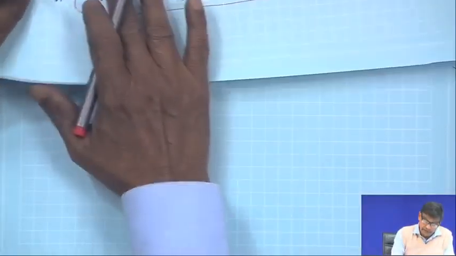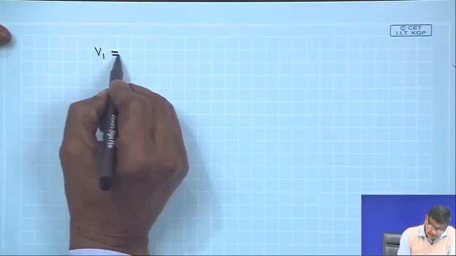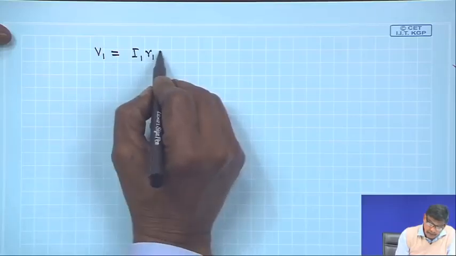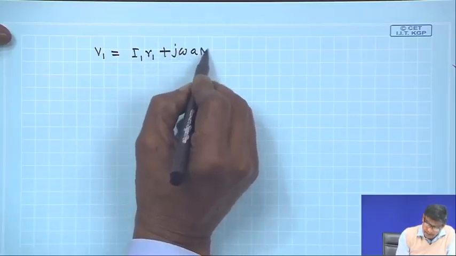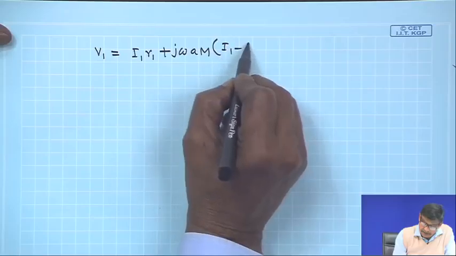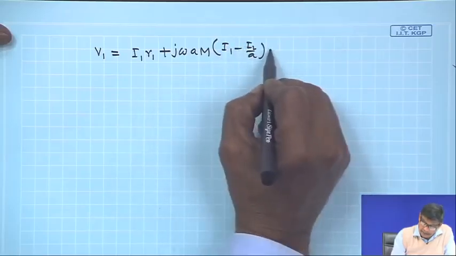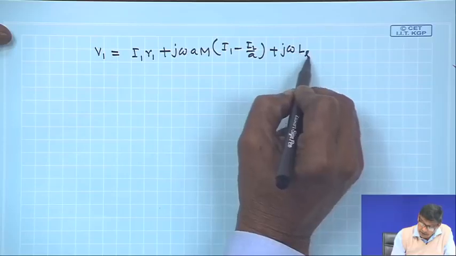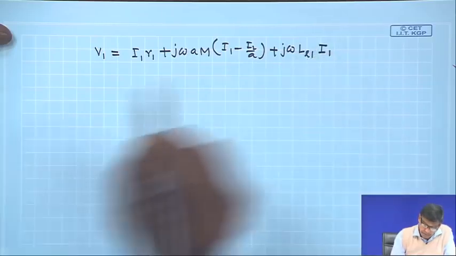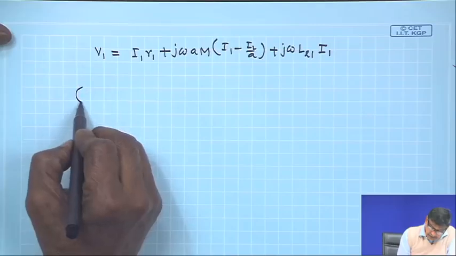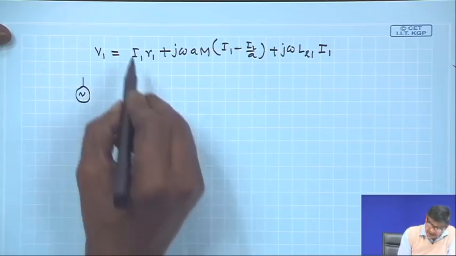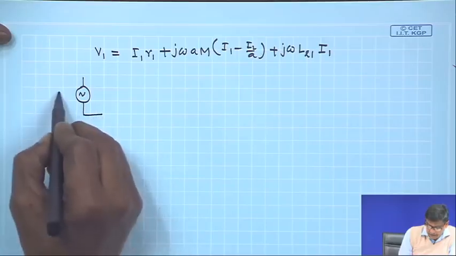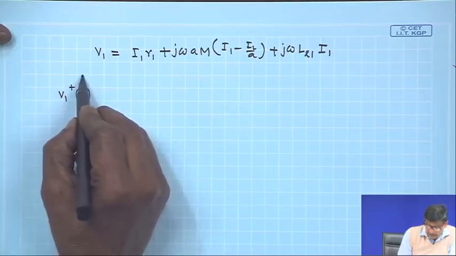Suppose I want to draw a circuit diagram. Let me write here. The first KVL equation we have got, rewritten: V 1 is equal to I 1 R 1 plus j omega a M into I 1 minus I 2 by a, and plus j omega L L 1, the leakage inductance, I 1. Now, this can be drawn like this, because I know the terms. This is my V 1 and this is my I 1.